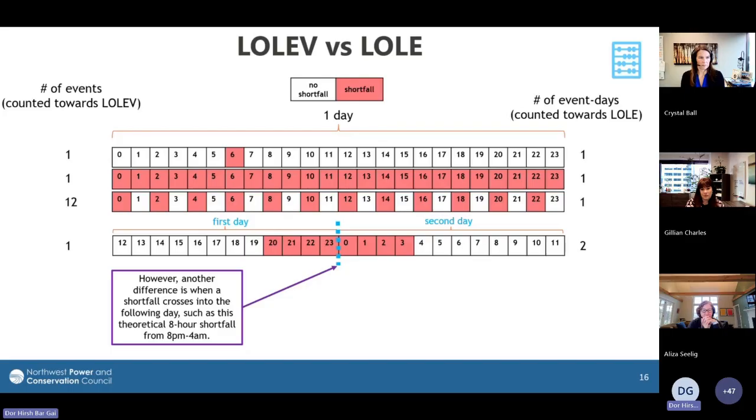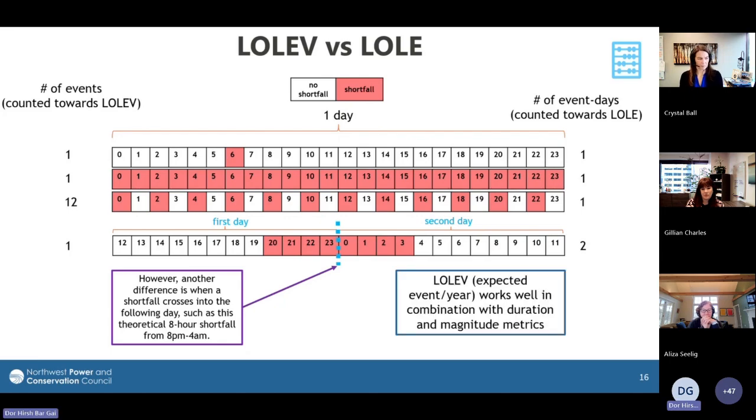And this isn't to say that loss of load event is always better than loss of load expectation. We, as the council, do use loss of load events because it works well in combination with our other metrics. And so we do think this slide is helpful to visualize the difference. In many simulations, the LOLE and the LOLEV are exactly the same, in the case where there's only one event in a day and there are no events that cross over, but there could be some variation. They tend not to be night and day, but I do want to call out that there are differences between them.